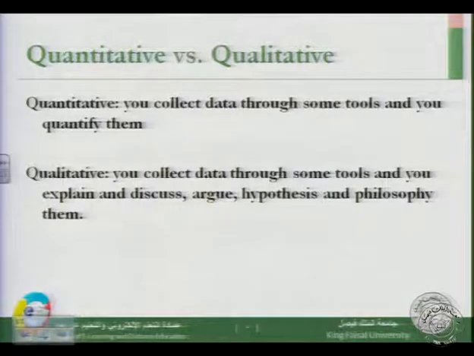Qualitative, as I explained earlier, you collect data through some tools and you explain and discuss, argue, hypothesize, H-Y-P-O-T-H-E-S-I-Z-E, and philosophize them. So you collect data not to make numbers out of them, but to make some arguments, explanations, reasons, or hypotheses or theories about them.